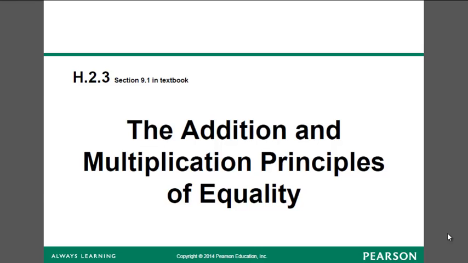This video is for Homework and Mastery 2.3, Section 9.1 in your textbook, the addition and multiplication principles of equality. What we're looking at here is what we need to do in order to solve linear equations. We're looking at two principles, the addition and the multiplication principles of equality, to make the right side and the left side of the equation stay balanced, because we always have to keep the equation balanced in order to keep it equal.